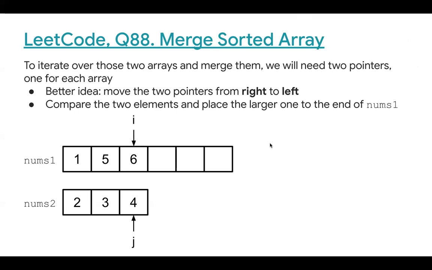The idea here is, instead of moving these 2 pointers from the beginning to the end, let's try the opposite. Let's move the 2 pointers from right to left. Okay, and as you will see, the good thing about this approach is we don't have to move elements one slot to the right. Okay, so we set up 2 pointers, i and j. Both of them point to the last element in these 2 arrays. And then we compare them, we merge them.